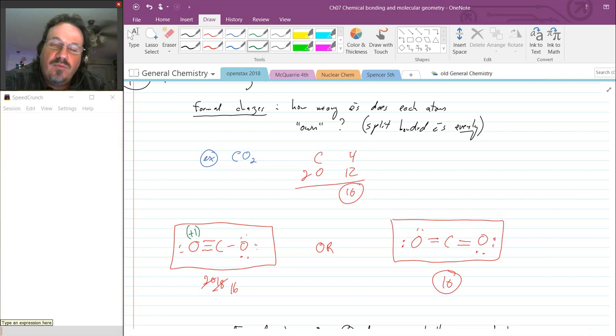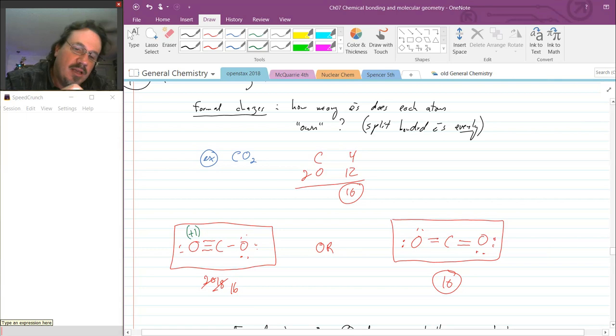That word formal just kind of means theoretical. We know it doesn't really exist that way. We're not claiming it exists that way. It's just a formal way of counting the electrons and trying to figure out who owns what. Let's look at the carbon in the middle. It's got a triple bond. Every time you have a bond, remember, it gets 1 electron from that bond because we're splitting those pairs of electrons of the bonds evenly. So the carbon has 1, 2, 3, 4. 4 electrons.